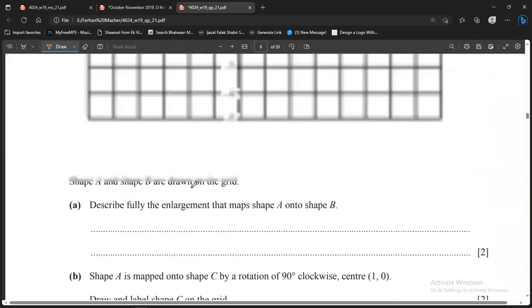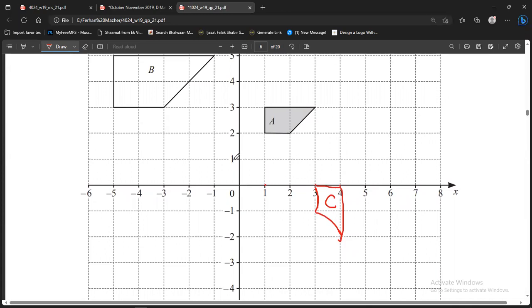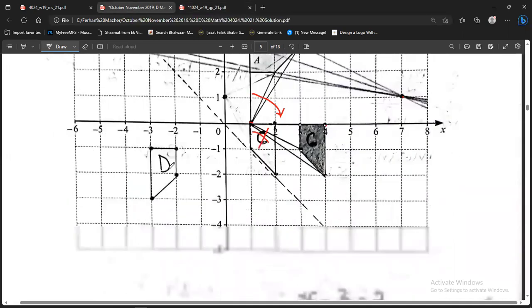So I will note down the coordinates of the shape A. This point is (1, 2). This point is (1, 3). This point is (2, 2), and this point is (3, 3). So these are the points.